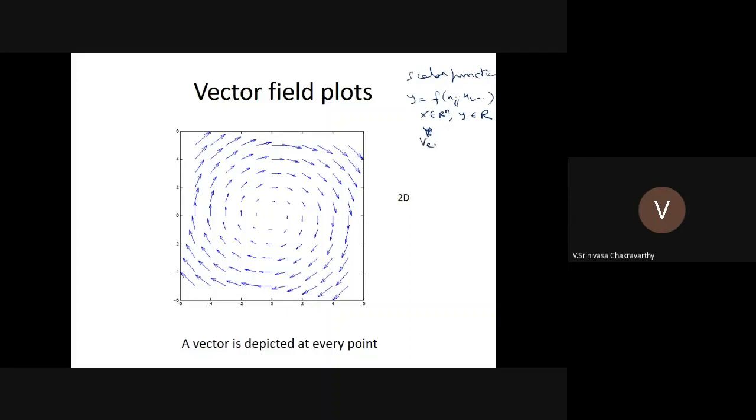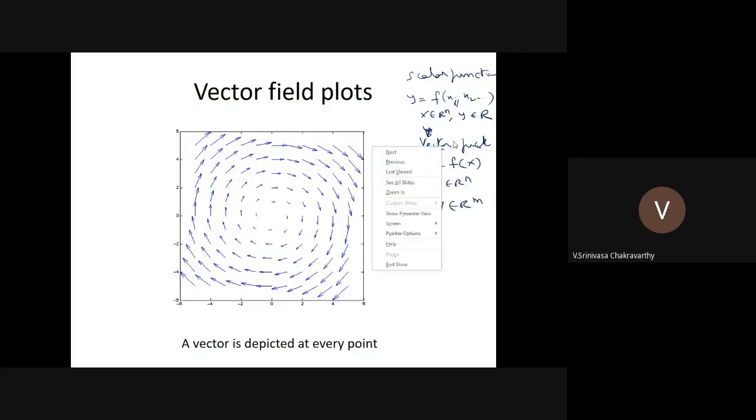But what if we have a vector function? So I'll call this y equal to f of capital X, where x is in Rn and y could be in Rm. So y is also a higher dimensional vector. Okay, that's called a vector function. And how do you depict that?